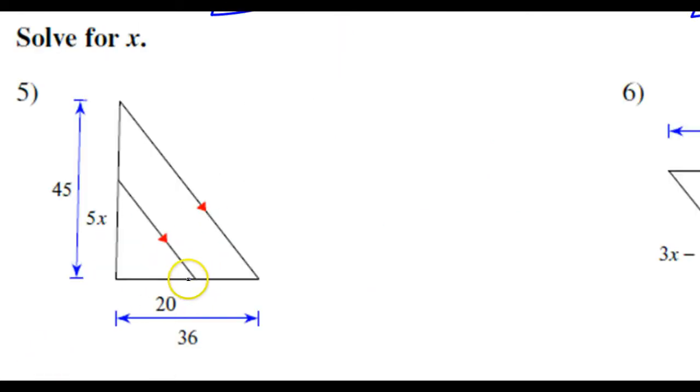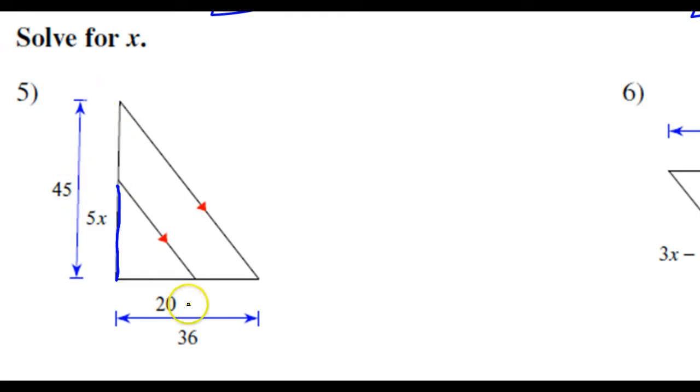I'm not going to use the side splitter theorem on this one. On this one, everything we have labeled represents full sides of a triangle. Alright, because understand we have the small triangle on the inside, and then we have the outer triangle. This 5x is the side of the small triangle. And then of course the 45 is the corresponding side of the large triangle.